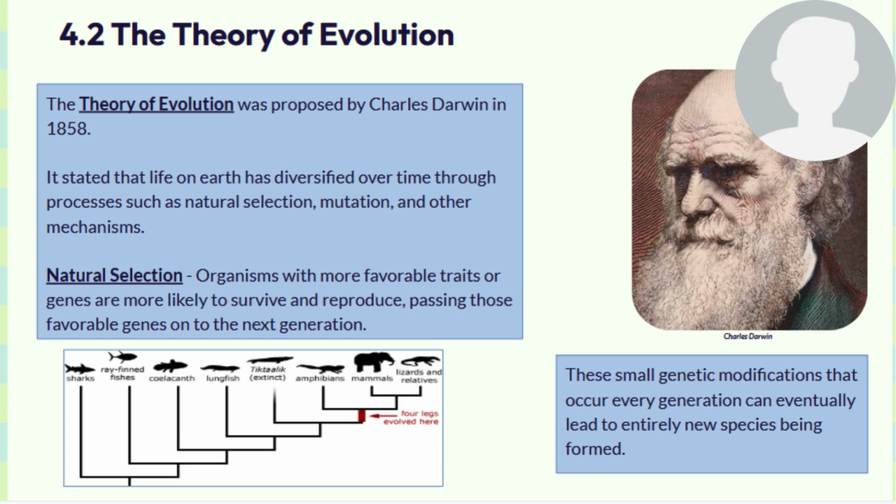Another way that this can happen is through mutations, either through radiation or errors in expressing genes and proteins. These small little modifications add up over time, leading to new organisms being formed in the ecosystem.